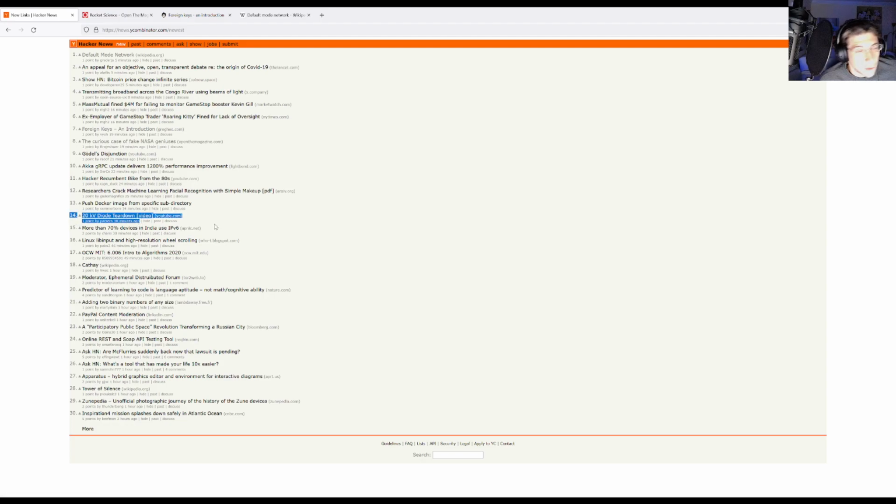20 kilovolt diode teardown. More than 70% of devices in India use IPv6. It's weird, IPv6. I loved IPv4 because the addresses were more memorizable. IPv6 addresses are super cryptic, but I guess it's necessary. Linux libinput has high resolution wheel scrolling. OCW MIT. Intro to algorithms. Oh, okay, so that's a free class. OCW is open courseware, guys.